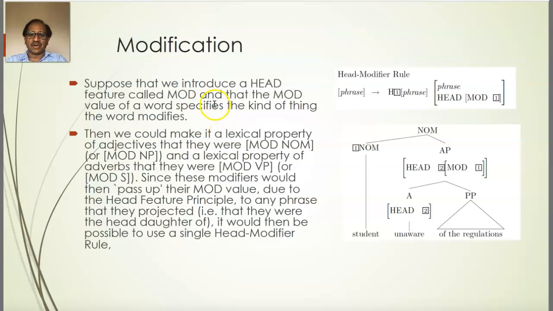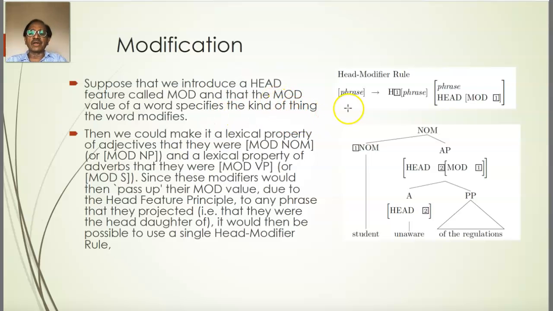Okay, why do you want to have this? We have adjectives which modify nouns or noun phrases. We have adverbs which modify verbs or sentences, right? So there is some kind of relation between the modifier and the modified. So we need to have that relation. In order to account for that, we use a head feature called mod, and that mod value specifies what it modifies, either a noun or noun phrase, or a verb phrase or a sentence, right?